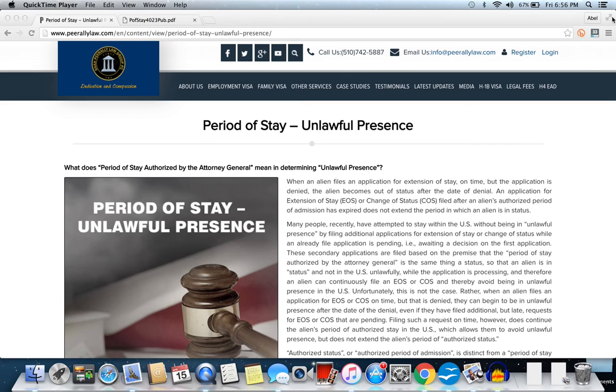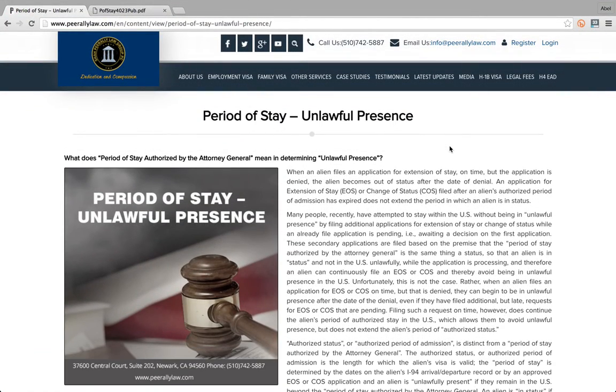This is Attorney Sharp Raleigh, and we are going to discuss the difference between period of stay authorized by the Attorney General versus unlawful presence, or what the distinction is between the two. Oftentimes people will confuse that, and it will create many problems in their applications.